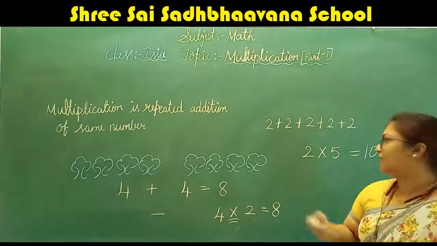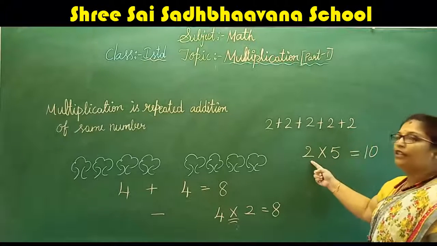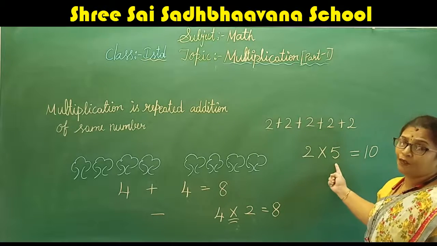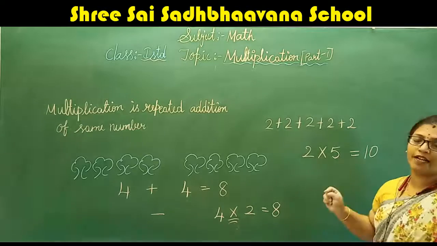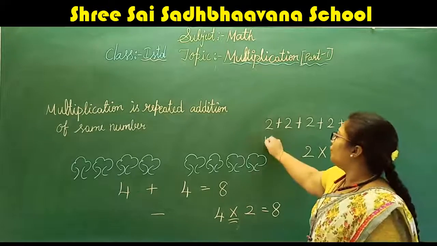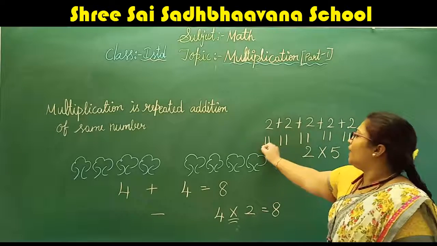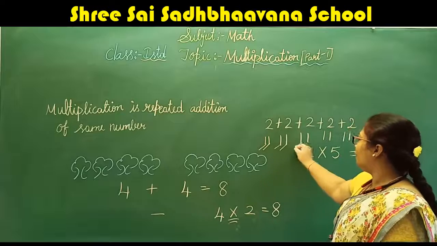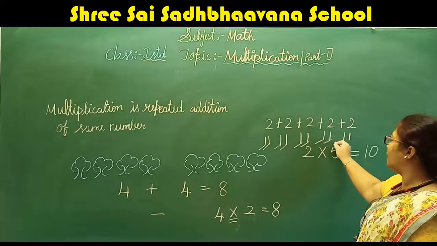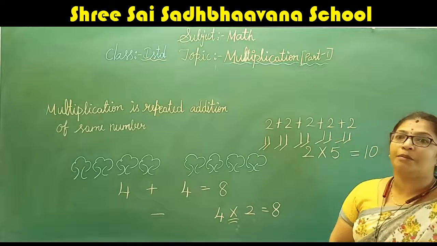So I thought you understood. 2 5 times I got. So I have written here 2 into 5 is equal to 10. So if you add 2, 2, 2, 2, 2, 1, 2, 3, 4, 5, 6, 7, 8, 9, 10. Right? So it is repeated.